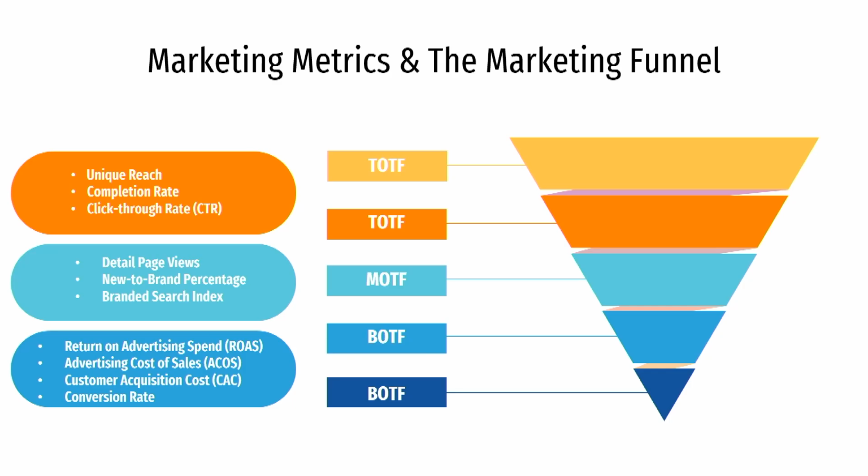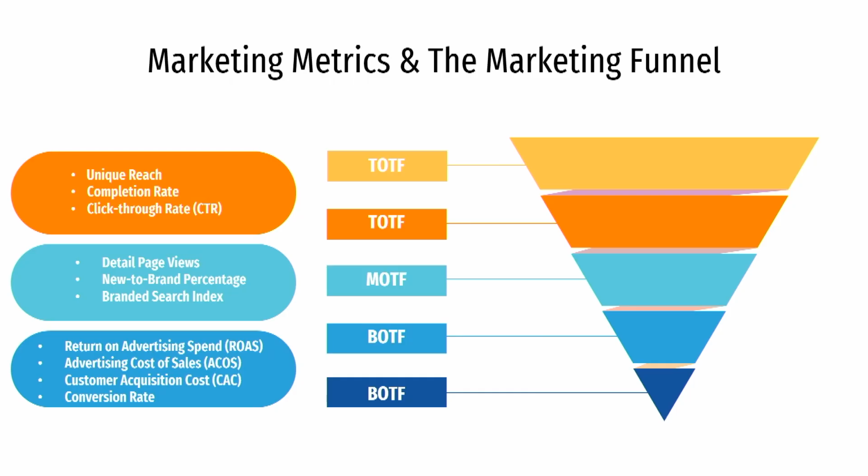Then coming to the bottom of the matrix, which is the decision stage. So, the corresponding matrix can be return on advertising spent. So, we will do a cost benefit analysis of what is spent on the advertisement and what is the value created for the organization. Advertising cost of sales, customer acquisition cost and conversion rate.